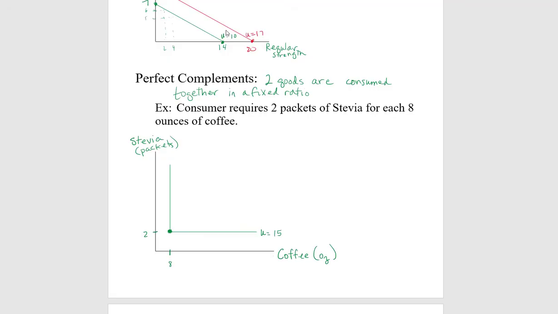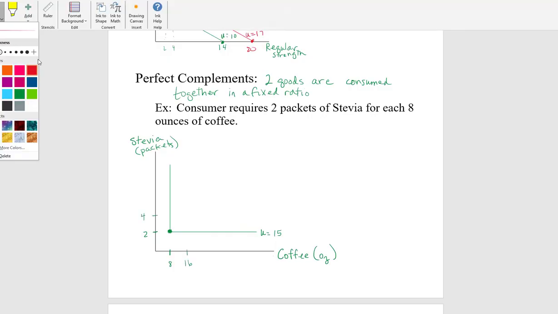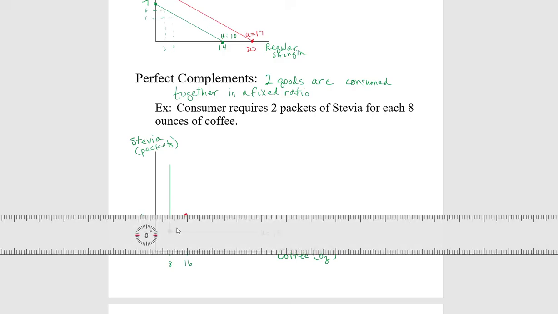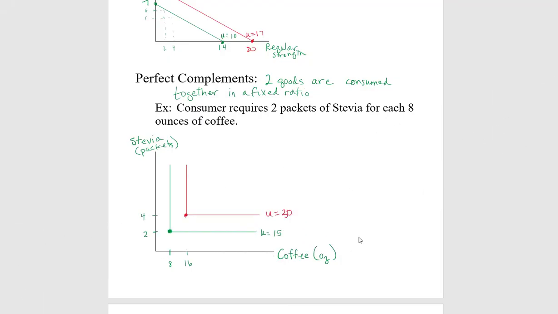If I had 16 ounces of coffee, I would have 4 packets of stevia, and I would be at a higher level of utility. More coffee is better than less. And my new indifference curve would be another L-shaped curve out beyond the original one. For each of these pictures of perfect substitutes and perfect complements, we're still looking at that concept of more being better than less as we move away from the origin.